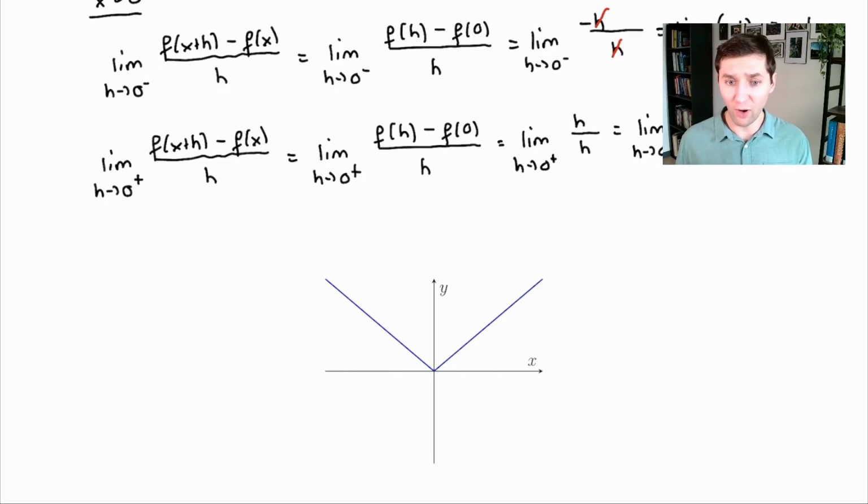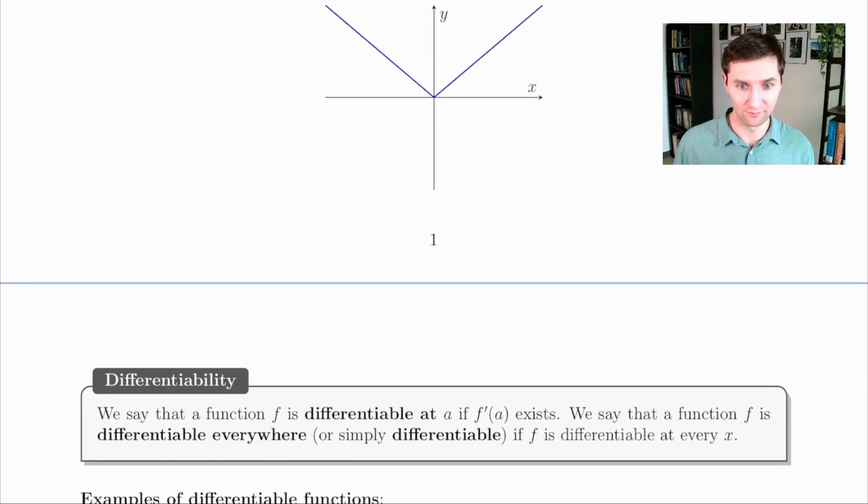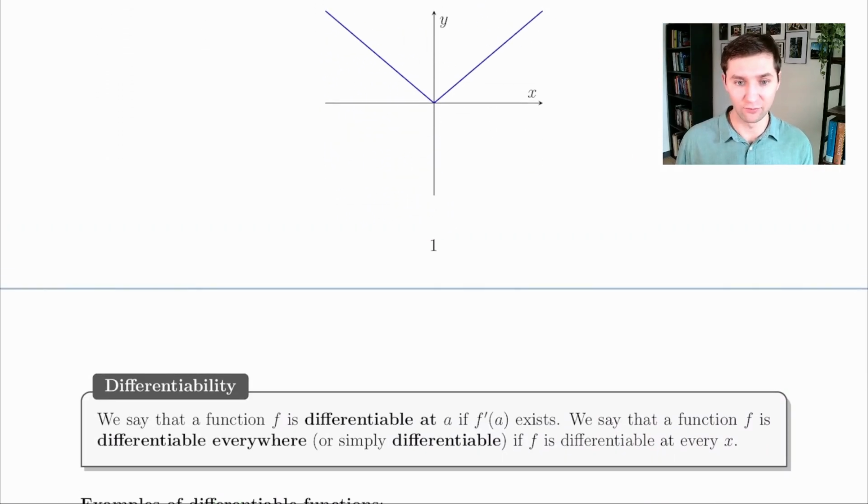If there is not one unique way of drawing the tangent line, we can say that the function doesn't have the derivative there. Functions which have a derivative are called differentiable. We say that the function f is differentiable at a if the derivative at a exists. And we say that the function is differentiable everywhere if it is differentiable at every x.